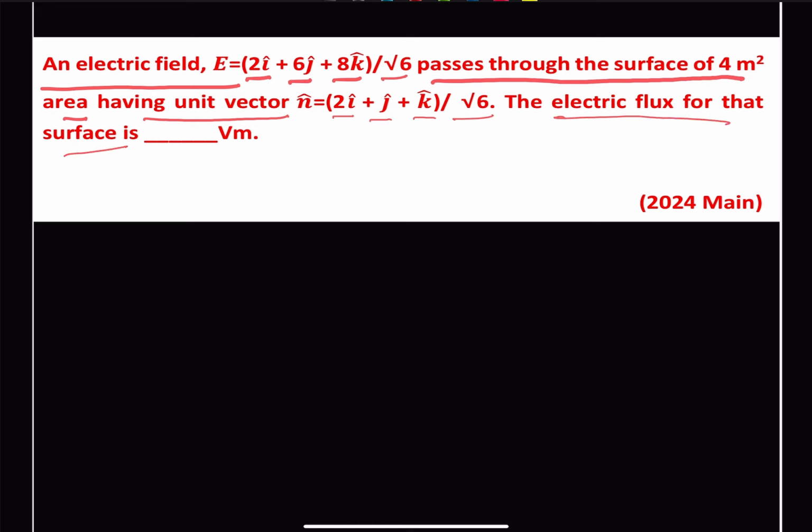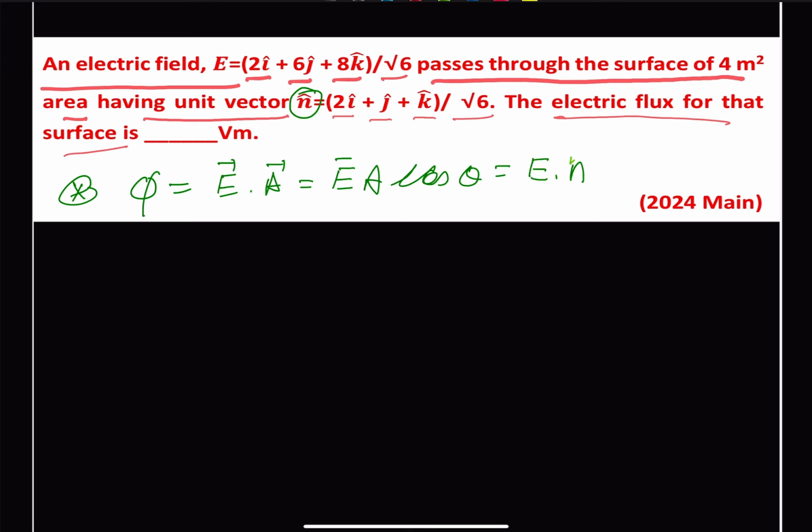We know that electric flux is given as the dot product of E as well as the area vector, which we can further write as EA cos of the angle between them, theta. We can also write in terms of the unit vector, because area unit vector is given as n, so we can write this as E dot n unit vector multiplied by A. So we simply substitute the value of electric field as well as n unit vector.